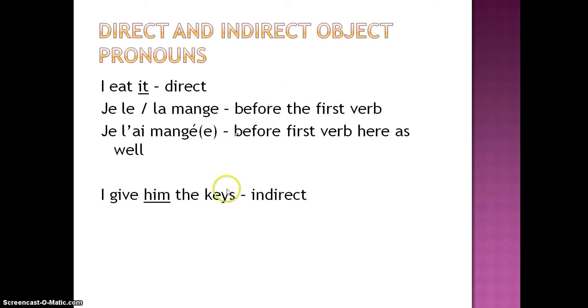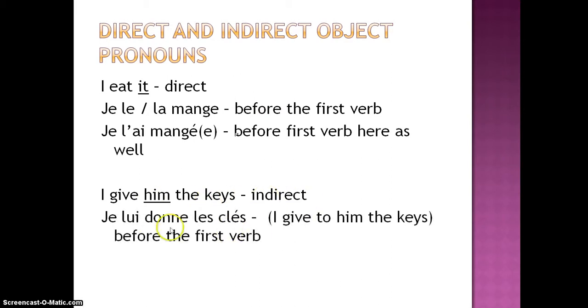And then if we're looking at indirect, I give him the keys. Again, this goes before the first verb. Je lui donne les clés. I give to him the keys, literally in French. But the rest of the sentence is in the same order. Je lui donne les clés. So the lui goes before the give.